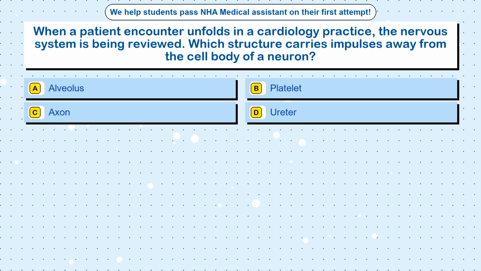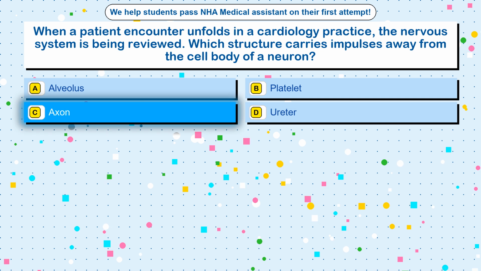Question 13. When a patient encounter unfolds in a cardiology practice, the nervous system is being reviewed. Which structure carries impulses away from the cell body of a neuron? Option A. Alveolus. Option B. Platelet. Option C. Axon. Option D. Ureter. The correct answer is option C.